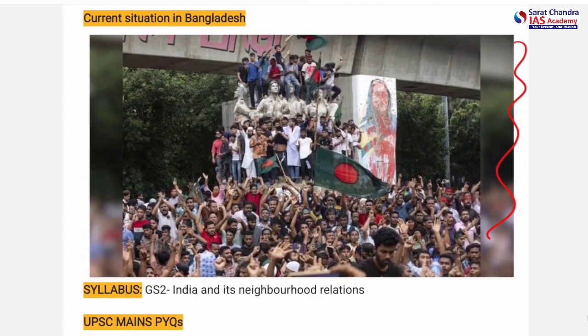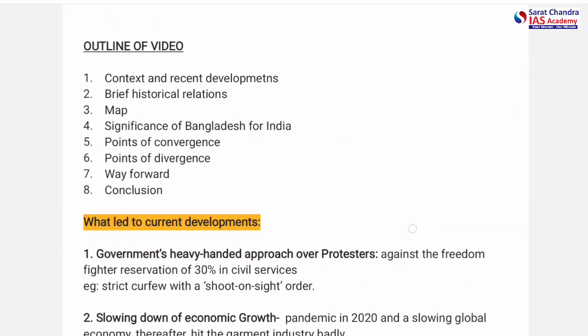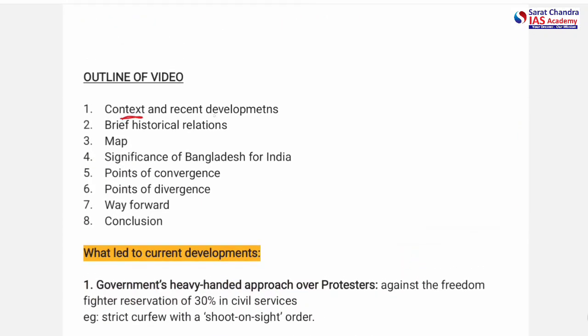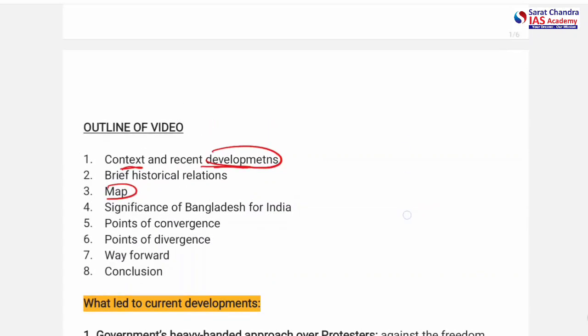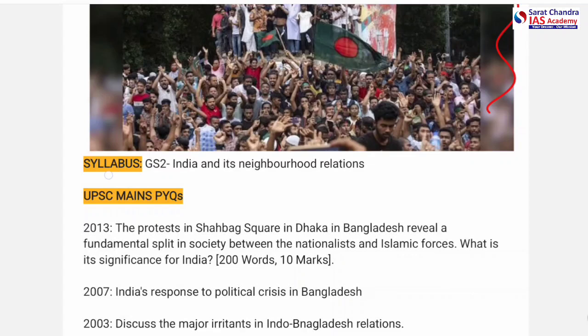But this is the context because of which this topic becomes very important for the civil services UPSC Mains exam of 2024. And if they don't ask in 2024, definitely they are going to ask in 2025. So let us cover this topic more comprehensively, including what the context is, what developments led to this, including the map and other parts. This topic can be covered in GS2, India and its neighborhood relations. From that topic you can relate this particular topic.